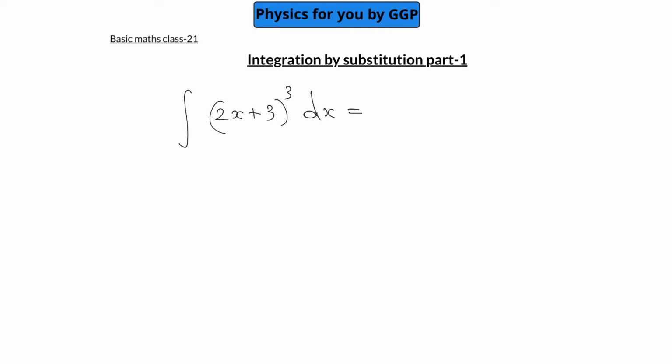So in such a situation, what we'll do is we'll just consider this internal function. We'll take this 2x + 3 as nothing but t. We'll consider it as a new variable. Now we can write the equation something like this. It becomes integration of (2x + 3), taken as nothing but t, so it is t^3 dx.